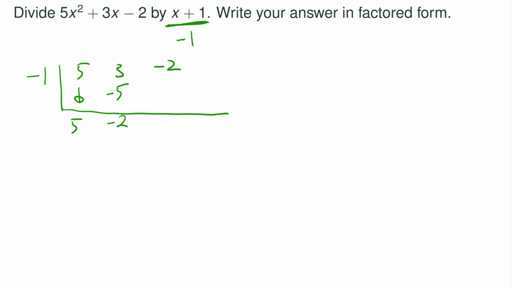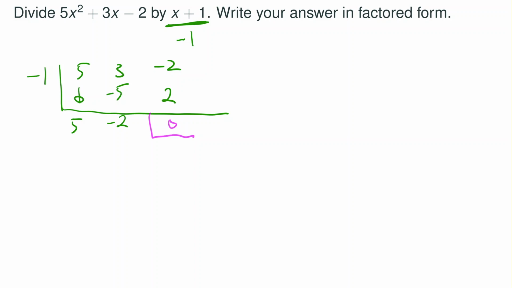And then same thing, I'm going to multiply negative 1 to negative 2 and write it right here. Okay, so negative 1 times negative 2 gives me positive 2. And then I'm going to add this, and I get 0 here. And this is actually the remainder, right? Remainder 0 means I'm able to factor out x plus 1 from here.